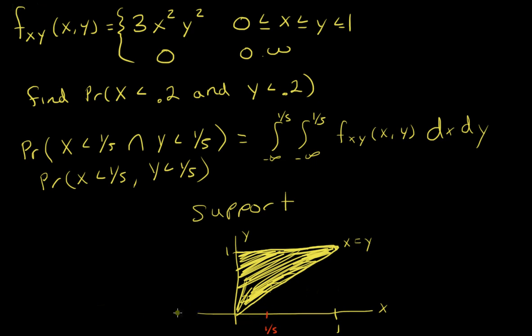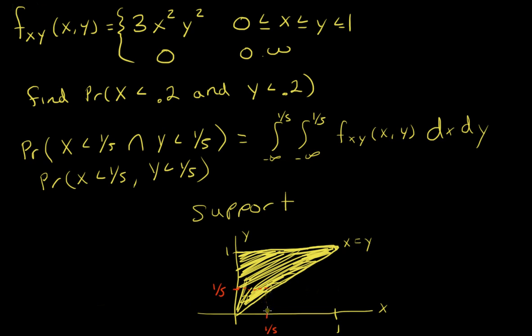There's 1/5. So x goes from -infinity all the way till I get to 1/5. And y also, oops, that's a little too high for 1/5. Y also goes from -infinity until I get to 1/5.